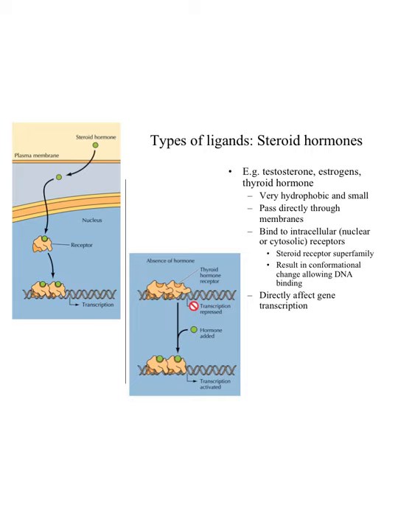Instead, the steroid hormone, and here's the outside, here's the cytosol, here's the membrane, can simply slip across the membrane to gain access to the receiving cell. And it can even slip across the nuclear envelope, as you see it doing here, coming into the nucleus. And there, in the nucleus, it will bind to its receptor.